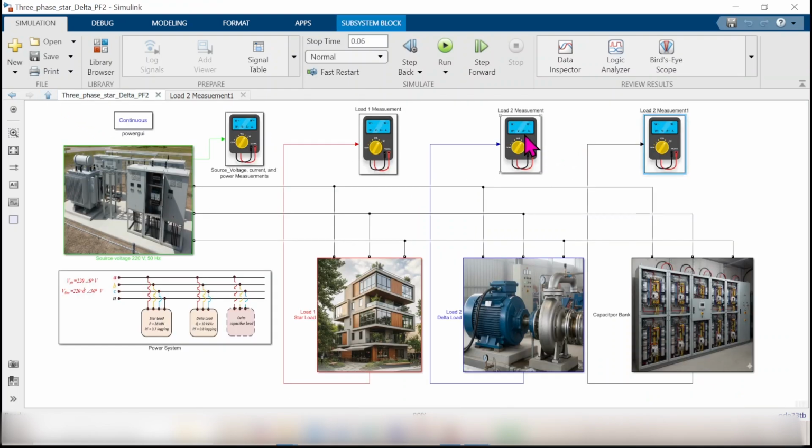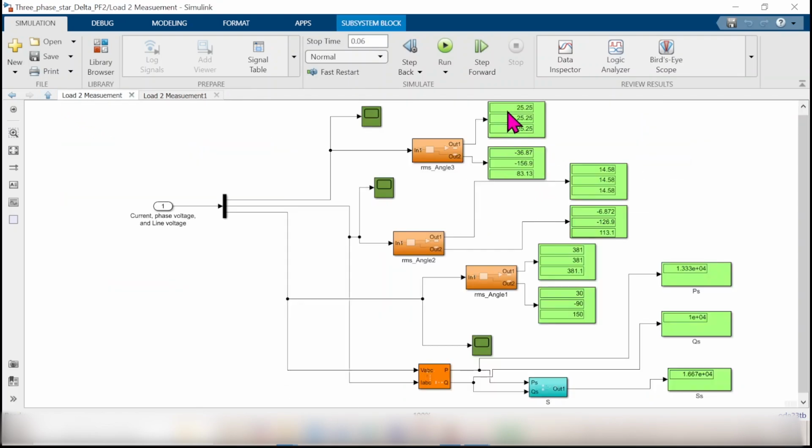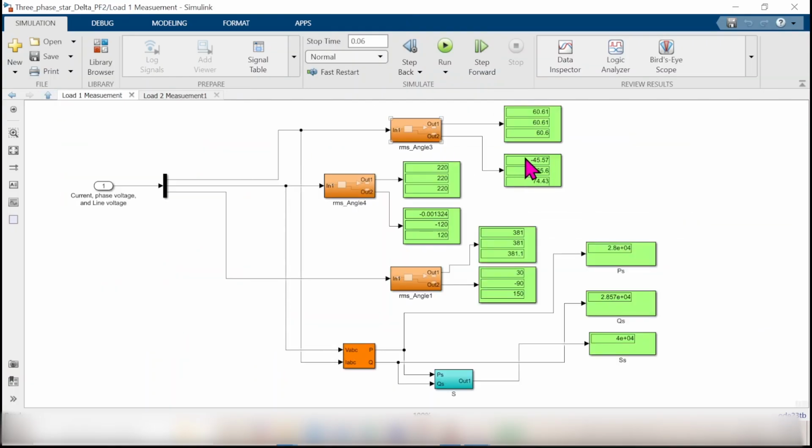Let's go for load number 2. Takes the same current as before and the same power P, Q, and S. Let's go for load number 1. Takes the same current, 60 ampere, and the same power factor for this load and the same power P, Q, and S. But what about the source?